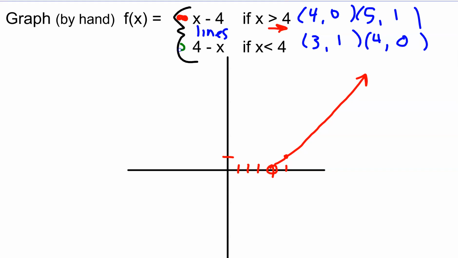And then the second one is a line. It's going to start at 4 and it's going to go to the left. So at 4, it's going to be 4, 0. Fill that in with green. And 3, 1. And it's going to be a line going to the left. So if these arrows help you, it'd be good to draw them.